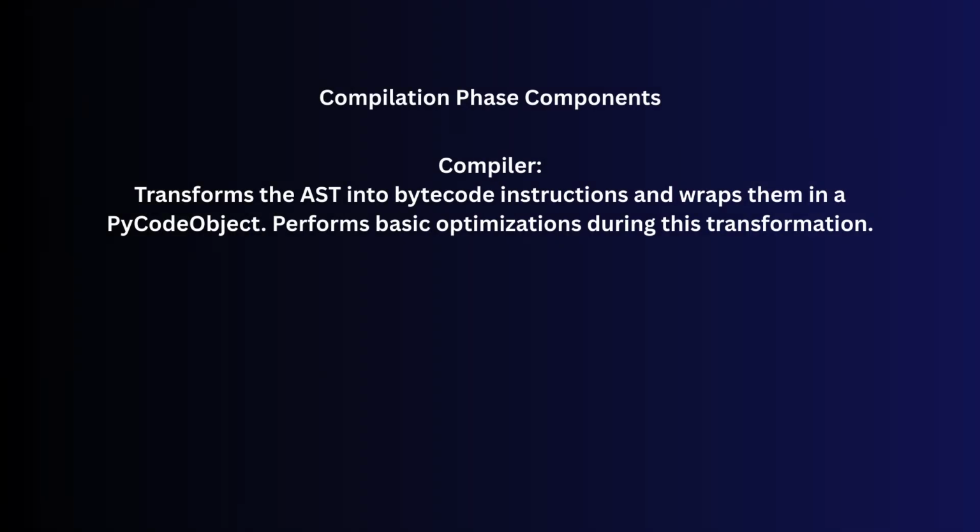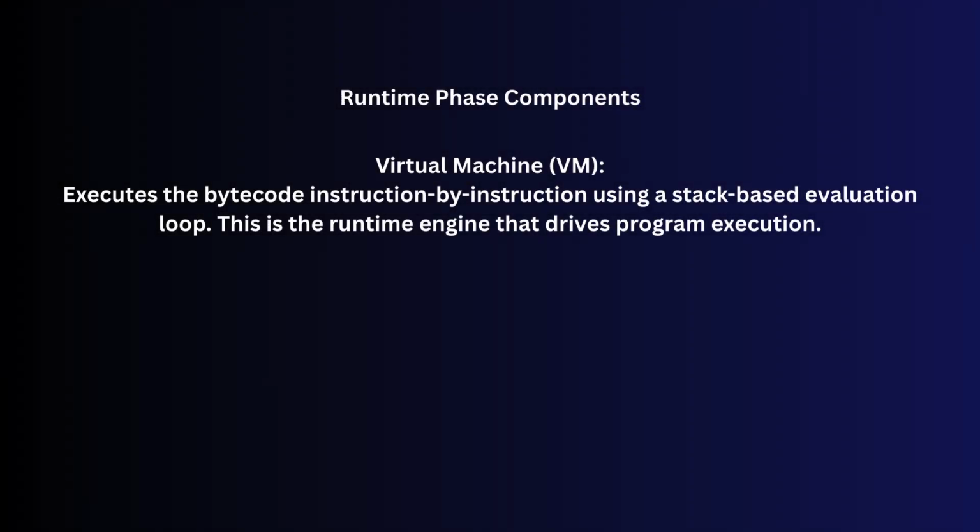The compiler transforms the abstract syntax tree into bytecode instructions and wraps them in a PyCode object. It performs basic optimizations during this transformation. The virtual machine executes the bytecode instruction by instruction using a stack-based evaluation loop. This is the runtime engine that drives program execution.